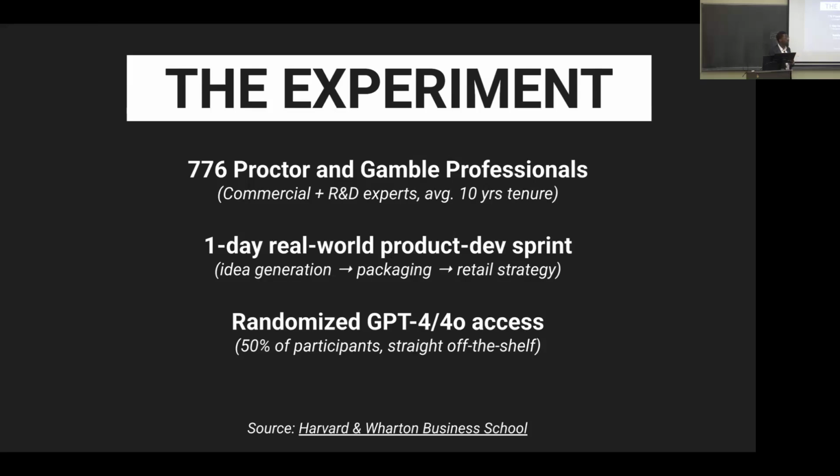They gave them 1 day to design a real product. So they said, go from idea generation to packaging to retail strategy and present it to our final research group. And they gave the group randomized GPT-4 access, right? So they put them into small teams. Some teams got these models off the shelf. Some teams didn't get access to the models. Right? So you can see it's very similar structure to the BCG setup. In this case, the biggest difference is it was a 1-day sprint versus answer these 18 questions over the course of 2 hours.